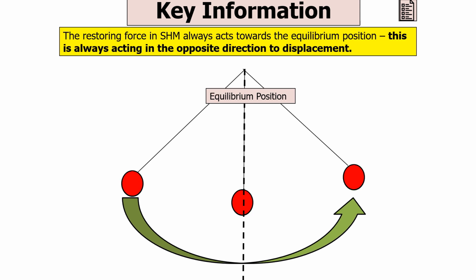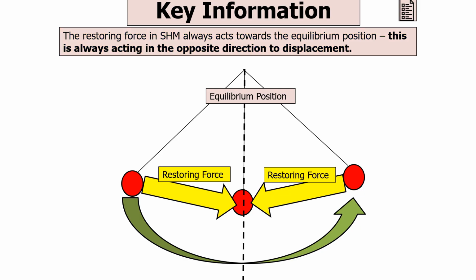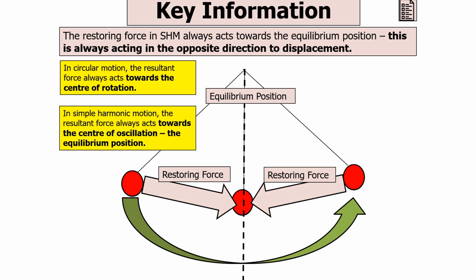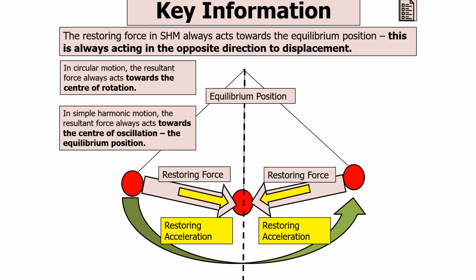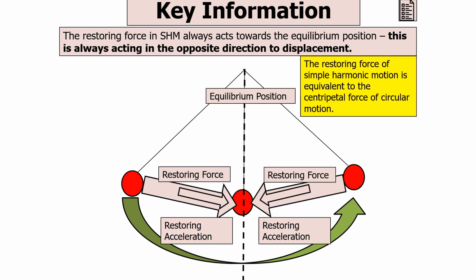Now the restoring force in simple harmonic motion always acts towards the equilibrium position. This is always acting in the opposite direction to the displacement, as shown in the following image. Now in circular motion, the resultant force always acts towards the centre of the rotation, and in simple harmonic motion, the resultant force always acts towards the centre of oscillation, the equilibrium position. So, the restoring force of simple harmonic motion is equivalent to the centripetal force of circular motion.